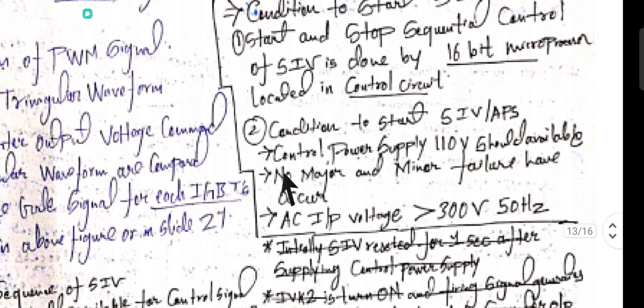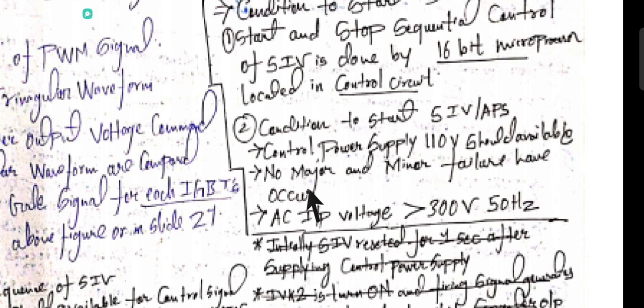No major or minor failure should have occurred. In order to start the SIV, there shouldn't be any major or minor failure already persisting in the SIV before it starts. AC input should be greater than 300 volt, 50 hertz. So these are the three most important conditions in order to start the SIV, right?